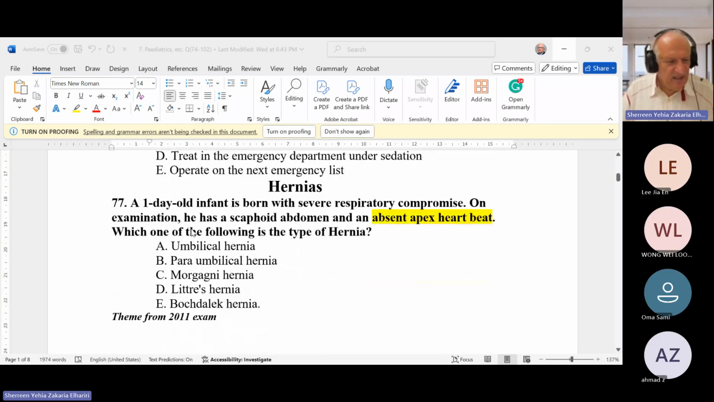After that, we speak of hernias. By the way, a hernia is protrusion of part of the intestine or any organ, and it can be external or internal. So we have internal hernias, like the diaphragmatic hernia and paraduodenal hernia. You have a lot of internal hernias, and of course most of them are congenital. One-day-old infant is born with severe respiratory compromise. On examination, he has a scaphoid abdomen, like empty, and an absent apex beat. Absent apex beat does not mean an absent heart.